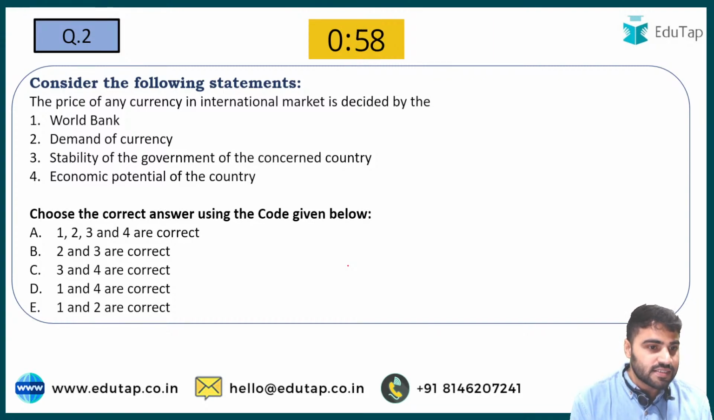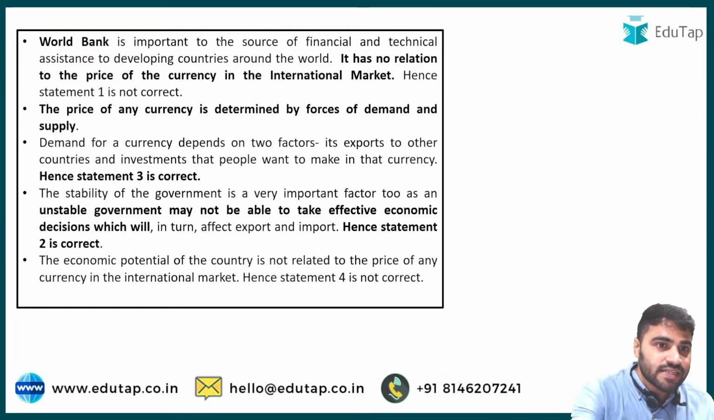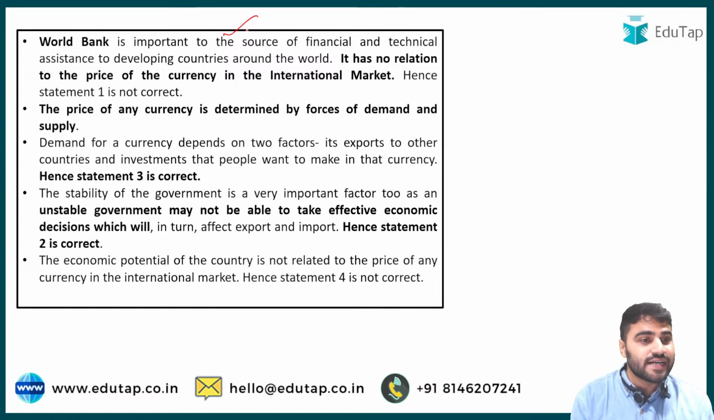That is second and third, demand of currency and stability of the government of the concerned country, right? So you all are aware of the concept. So the right answer for this question is option B only. Here you can see that the World Bank is important as a source of financial and technical assistance to developing countries around the world. It has no relation, right, to the price of the currency in the international market.